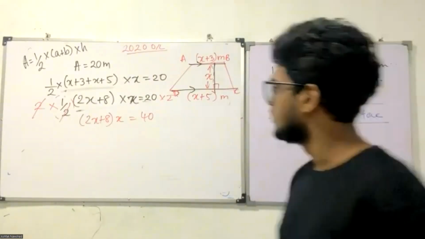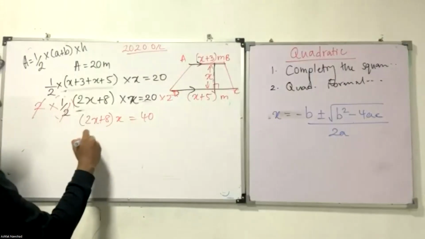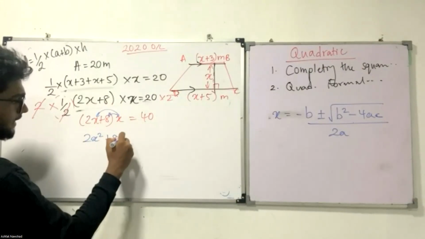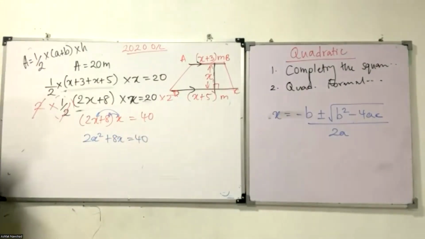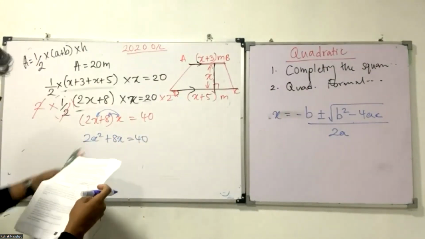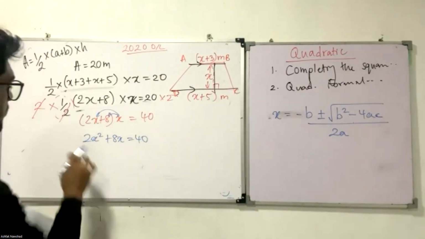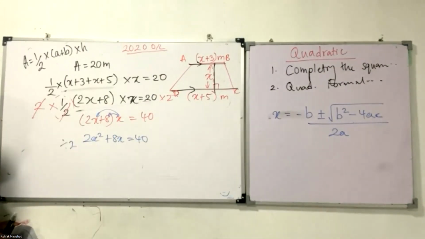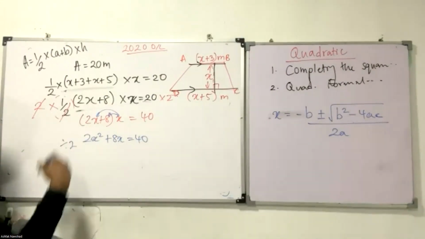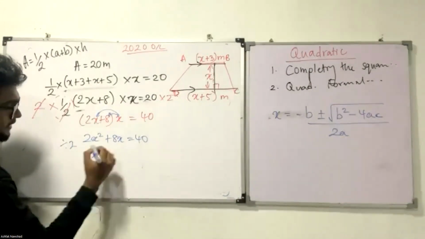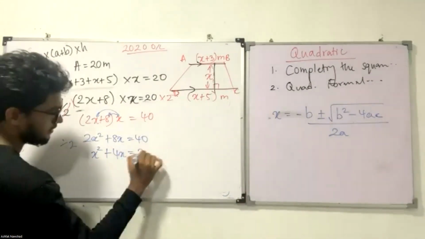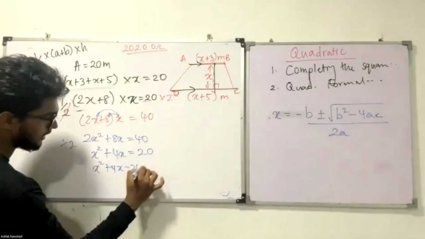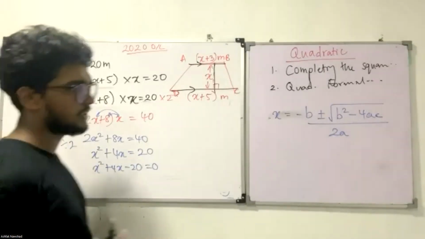Yes. Good. So let's expand: x gets distributed, 2x squared plus 8x equals 40. In the answer they have given, there's no 2x, there's only x squared. So we can divide the whole equation by 2. You look at the answer and you do the question. So you divide it, x squared plus 4x equals 20. So that's x squared plus 4x minus 20 equals 0. That's the equation they need.